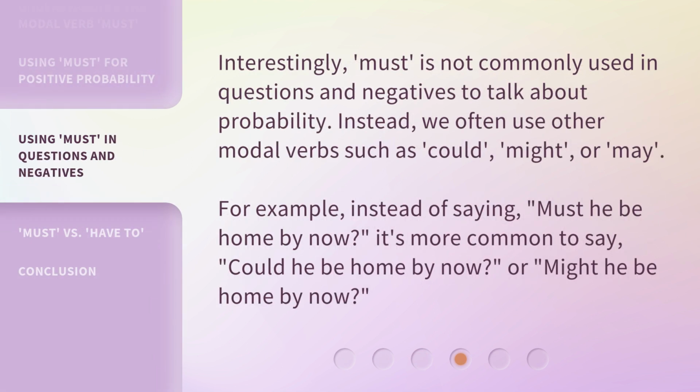Interestingly, must is not commonly used in questions and negatives to talk about probability. Instead, we often use other modal verbs such as could, might, or may. For example, instead of saying, "Must he be home by now?" it's more common to say, "Could he be home by now?" or "Might he be home by now?"